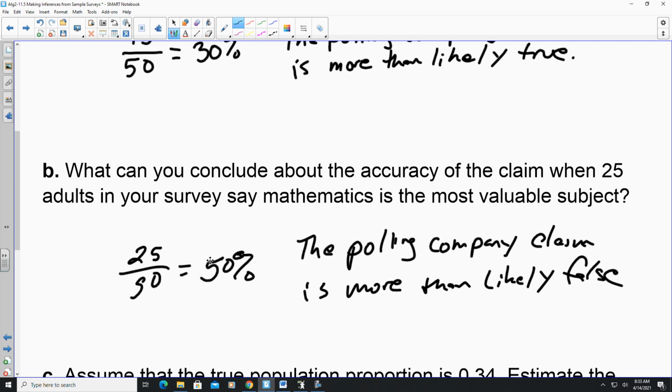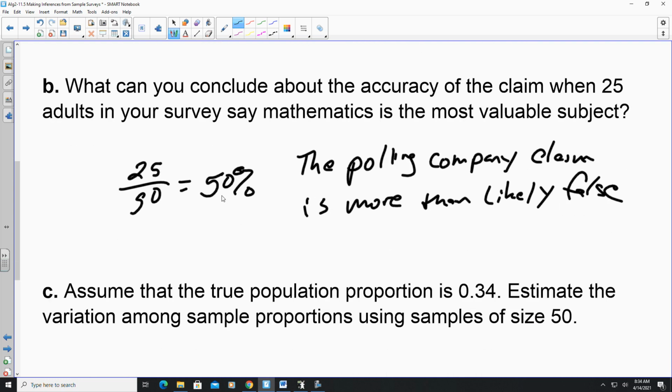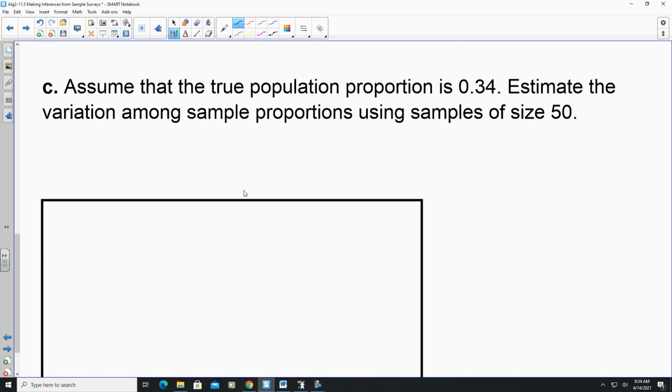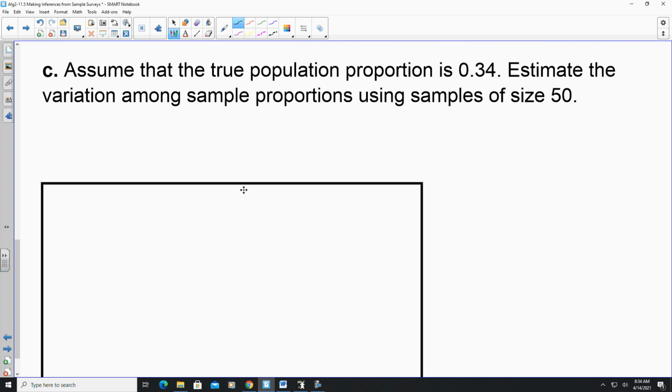But what do you have to do? In order to show more validity, whether the claim of this polling company is true or false, you need to present more than just the one survey. So what the book shows is this: they want you to assume that the population proportion is 34%, and they want you to estimate the variations among the sample proportions using samples of size 50.